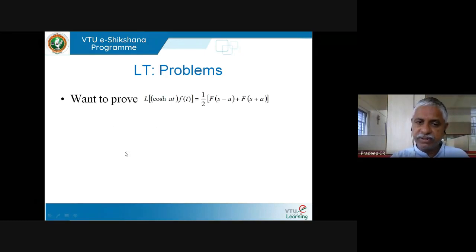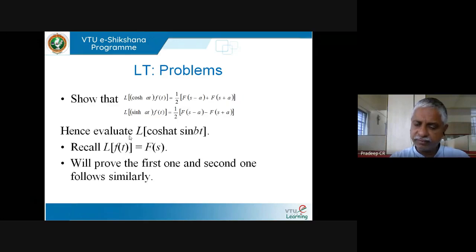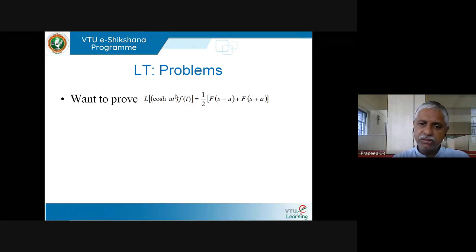The first one is Laplace of cosh at f(t) is half of F of (s minus a) plus half of F of (s plus a). That's what I'm trying to prove here. So how do I go about it? Remember, I told you this before also. Whenever you see hyperbolic cos, just don't bother. Use the definition. Because hyperbolic cos is just a notation for e power at plus e power minus at, by 2. It's another notation for exponential function. That's all there is, nothing else. So let us use that directly.